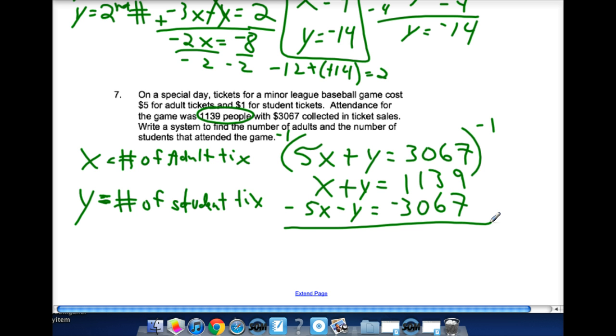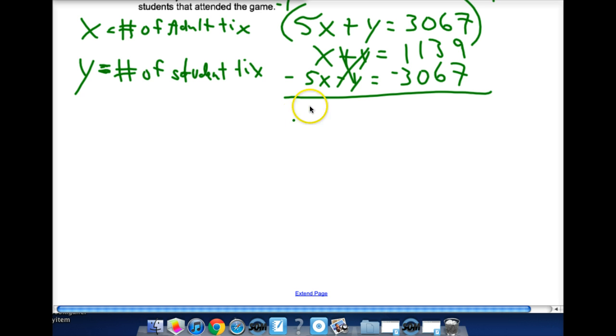What do you guys think about a calculator here? Definitely need a calculator. Negative 4x equals, somebody do 1139 minus 4,260. Should be like 2,000. Negative 1,000 something. Somebody get their calculator. 1920. Did you get it?